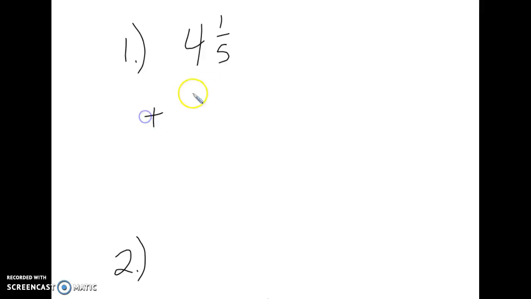Hi and welcome. So yesterday we reviewed how we add and subtract mixed numbers. So I put a couple problems up on the board and I asked you to try them out. The first problem was 4 1/5 plus 3 7/9.